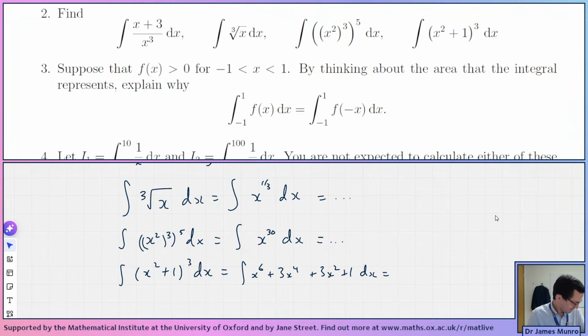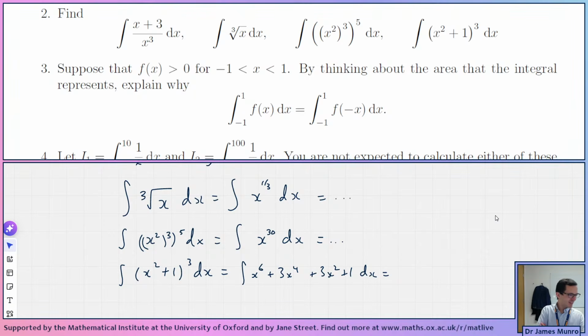Don't know. What if in our first problem we went to x, not 1? In our first problem? Oh, are they trying to get me to integrate 1 over x? Possibly they're trying to get.